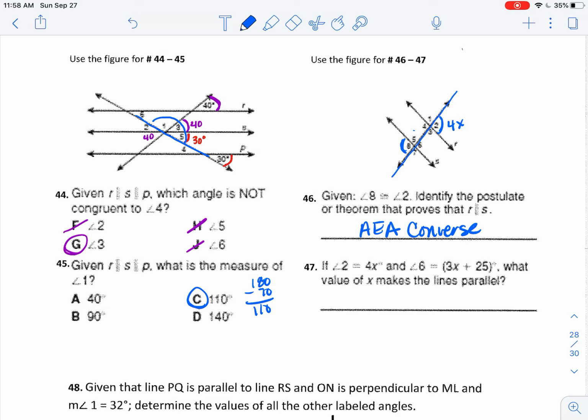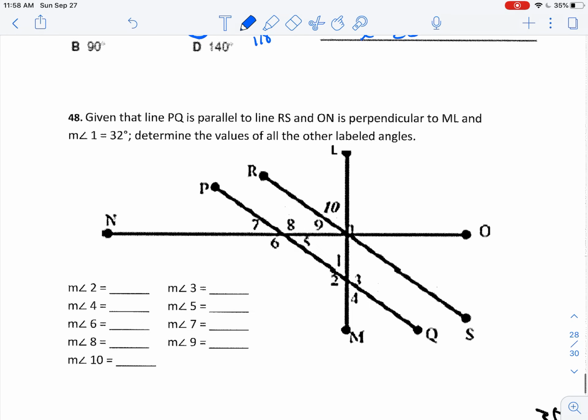If angle 2 is equal to 4x and angle 6 is equal to 3x plus 25, what value of x makes the lines parallel? Well, these are alternate exterior angles, which are congruent, so I'm going to set them equal to each other and just solve. So if I subtract 3x from both sides, that's going to just give me x is 25.